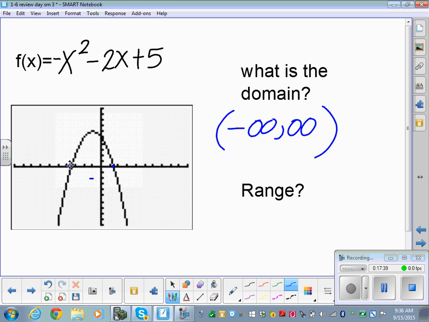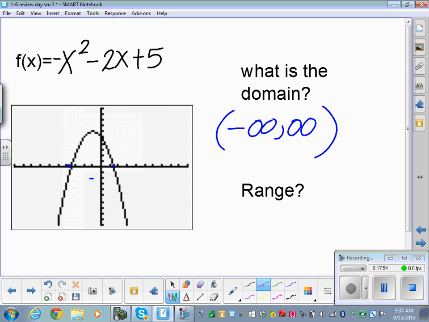And infinity is not a number. It's a place type thing. All right, does everybody understand how the domain is negative infinity to positive infinity? Are you sure? Okay. Now range, shift your eyes.